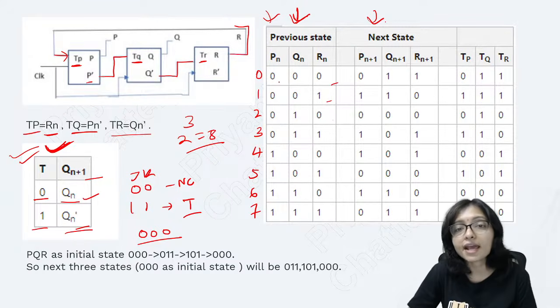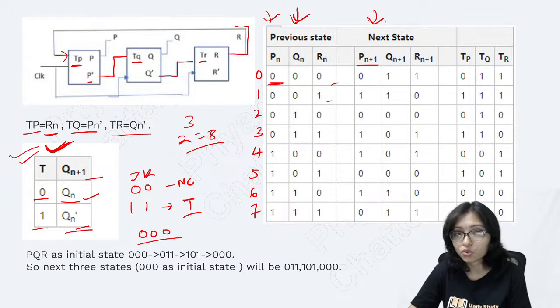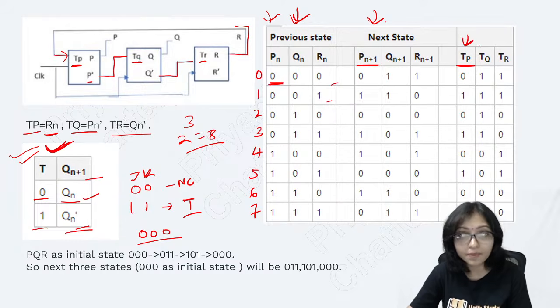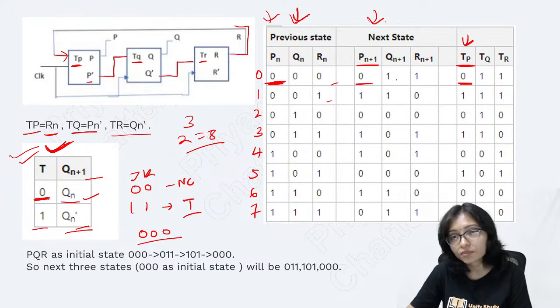How? Here Pn is 0. What will be my Pn plus 1 when Pn is 0? That depends on the Tp. What was the value of T at that time? That depends on this. So, when Pn is 0, T is 0. When T is 0 and Pn is 0, there is no change. If Tp is 1, then it will toggle, so 0 will be changed to 1.